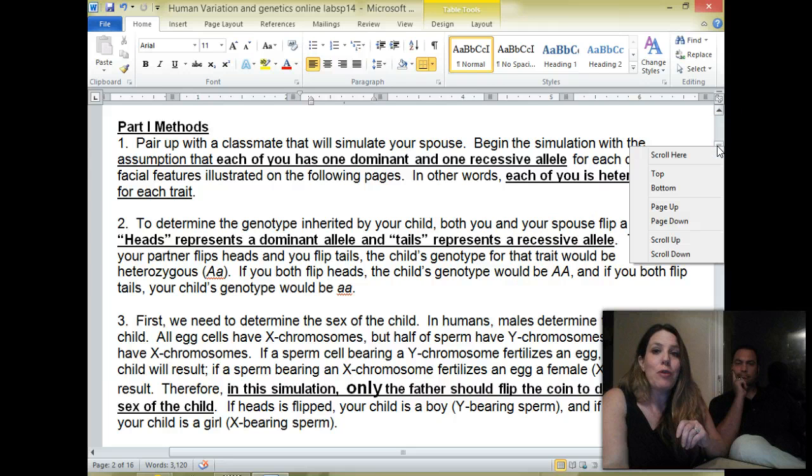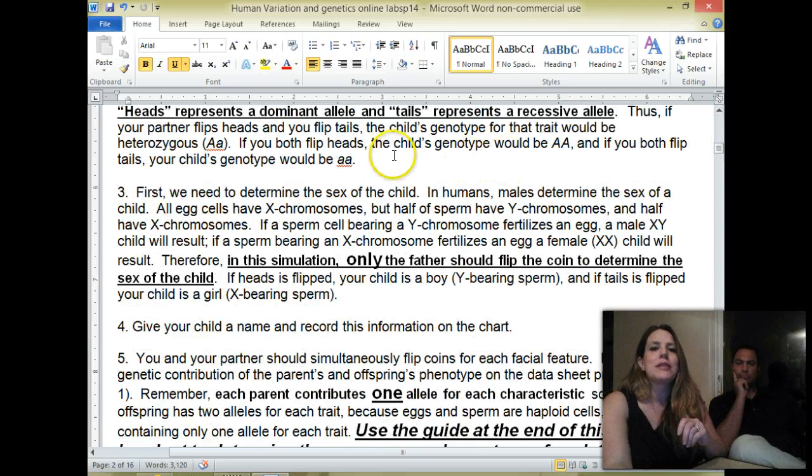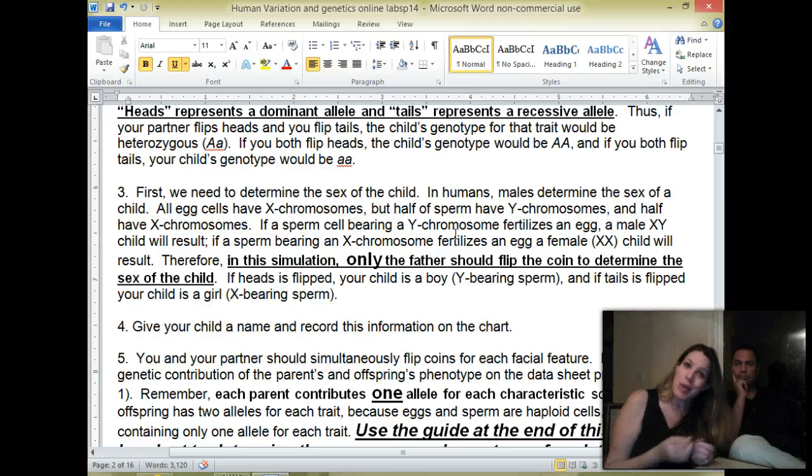Now, before we get started, let's figure out what we're going to name our baby. And actually, you might want to figure out what its sex is first. So you're going to want to have the father flip to determine the sex of the child, because that's what happens in real life.